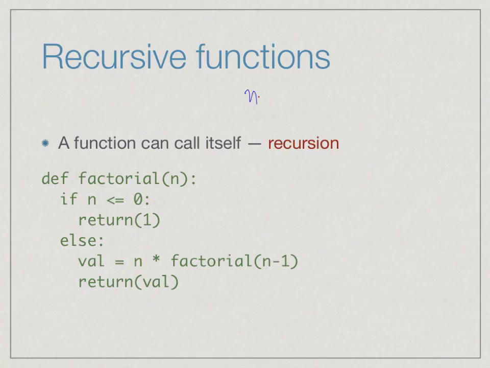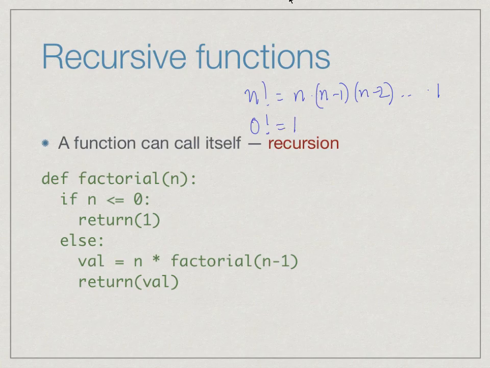n factorial is defined to be n into n minus 1 into n minus 2 into n down to 1. So you take n and multiply it by all the numbers smaller than itself up to 1, and by definition 0 factorial is defined to be 1.